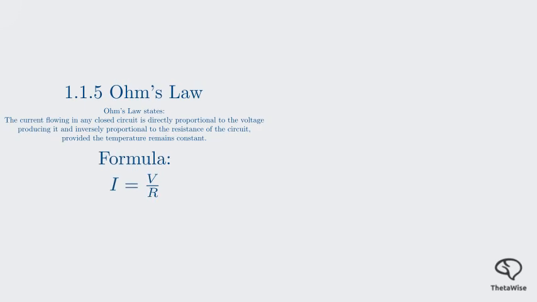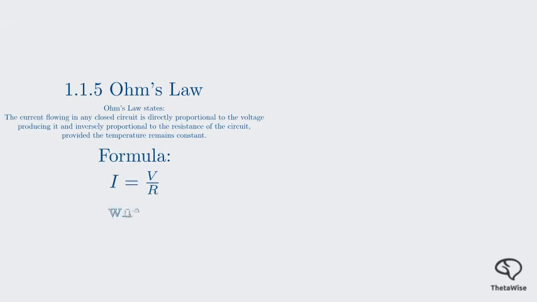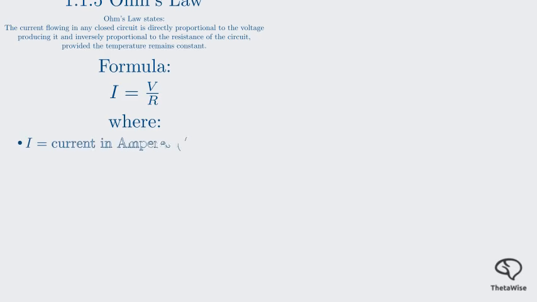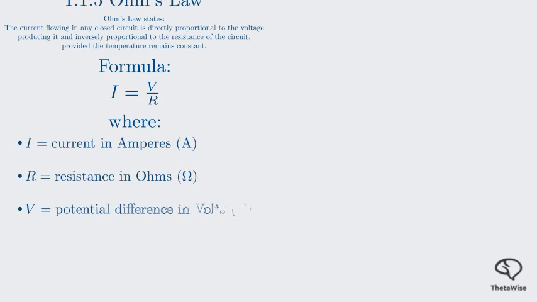Let's remind ourselves what these symbols represent. Here, I is the current in amperes, R is the resistance in ohms, and V is the potential difference in volts. A very useful tool for remembering Ohm's law is the Ohm's law triangle. If you need to find one of these variables, you can simply cover it up in the triangle, and the remaining two show you the formula.